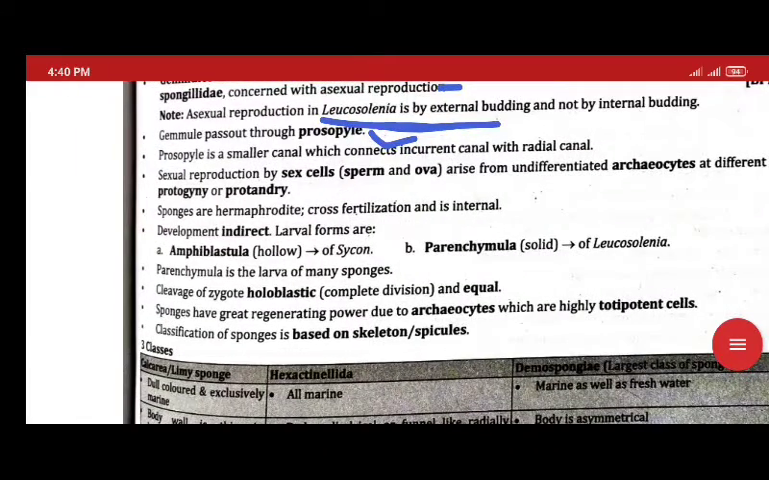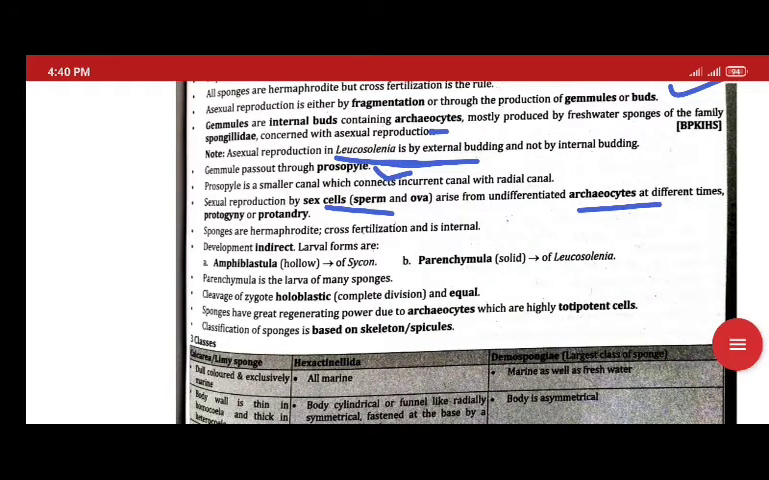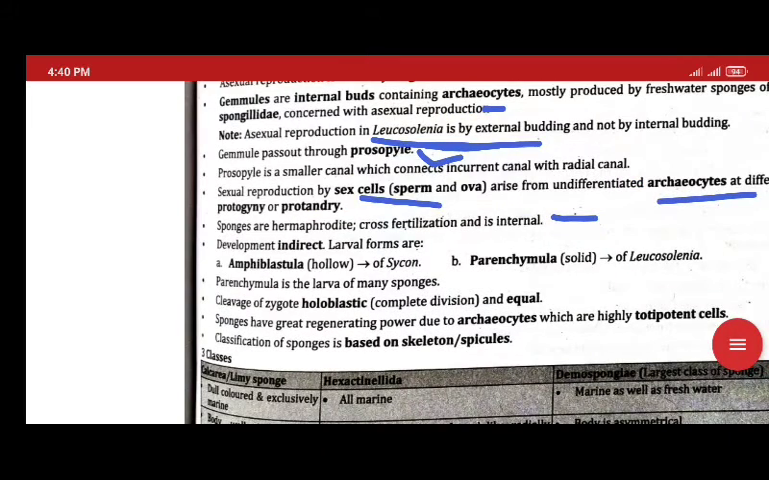So sexual, it has got sexual cell too from archaeocyte. So archaeocyte is the father type of cell or germ type of cell. From this other type of cell can be made, means this is a generator of cell. So it can form what? Protogyny or protandry. So they are type of female and male. And sponges are also hermaphrodite, means cross fertilization here, and it is internal.